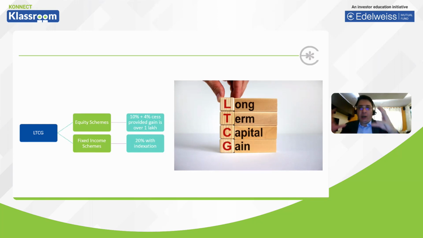Okay, so in equity, it was 1 year. In fixed income, it is 3 years. And post that, I get the benefit of indexation for my gains on the fixed income side. We'll do examples too while we reach them. And with those examples, probably I'll help you decipher your tax paying liabilities under both these umbrellas.